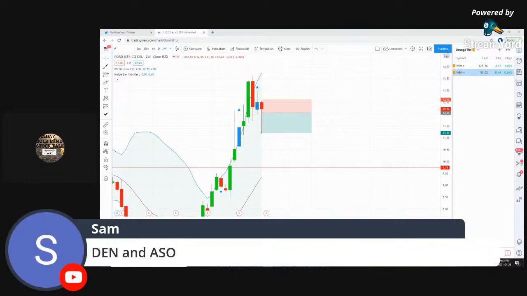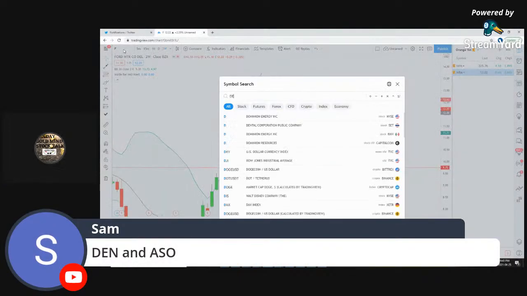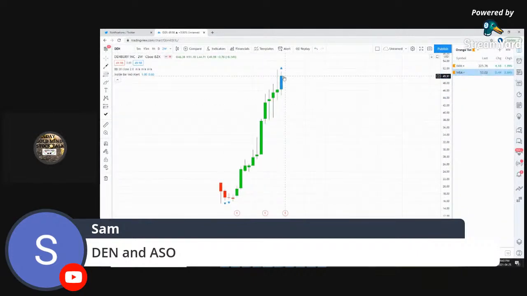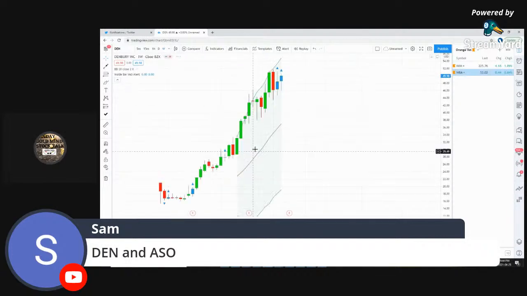Sam says DEN and ASO. So let's see what's going on with that. DEN. Oh my God, what is going on here? Beautiful, nice inside bar close. Oh, this is the 2-week chart. So I got you a setup right here. 2-week chart, nice consolidation. So definitely bracketing this bar to the upside or to the downside would be a great play. Let's see what we have on the 1 week. There we go. So double inside bar as well. Beautiful pattern.